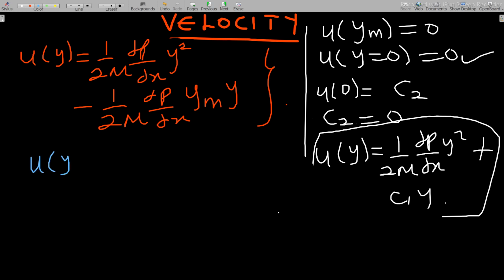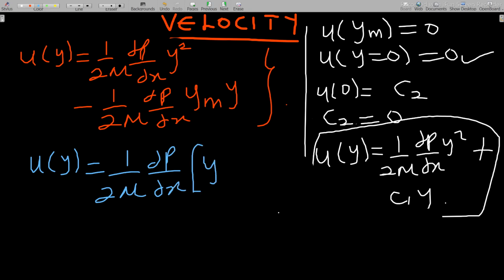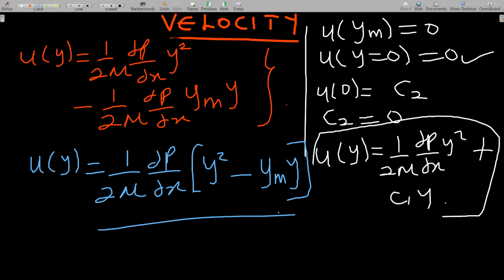U of y is now equal to 1 over 2 mu, del p del x, into y squared minus ym y. Okay, so this is the final answer for our fluid velocity.